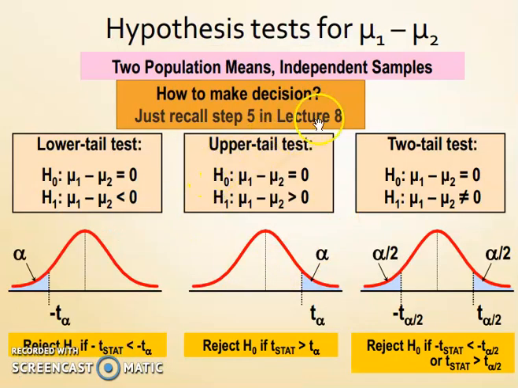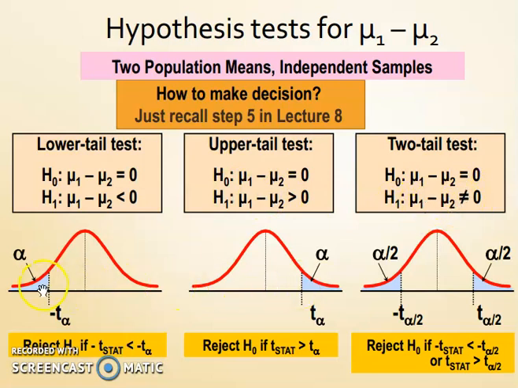In the hypothesis test for the two population means, independent samples, mu1 minus mu2, it's going to be the same setup for H0 and H1. This is mu1 equals mu2, or mu1 minus mu2 equals 0, and mu1 less than mu2, or mu1 minus mu2 less than 0. This is the lower tail, upper tail, and the two-tail, which is the sign not equals to.